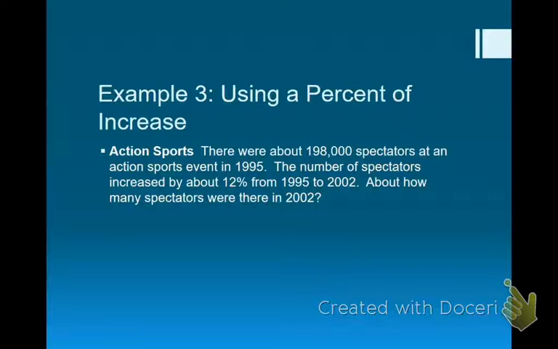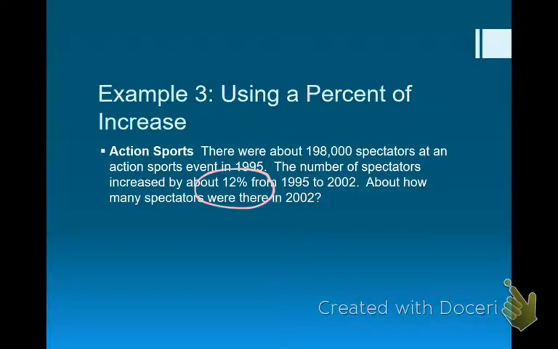198,000 spectators at a sports event. The number of spectators actually even still increased by about 12% from 1995 to 2002. So how many spectators were there in 2002? There are 2 ways to find the new amount. One way is a 2-step process that first involves finding how many people does 12% represent. How many people is that?